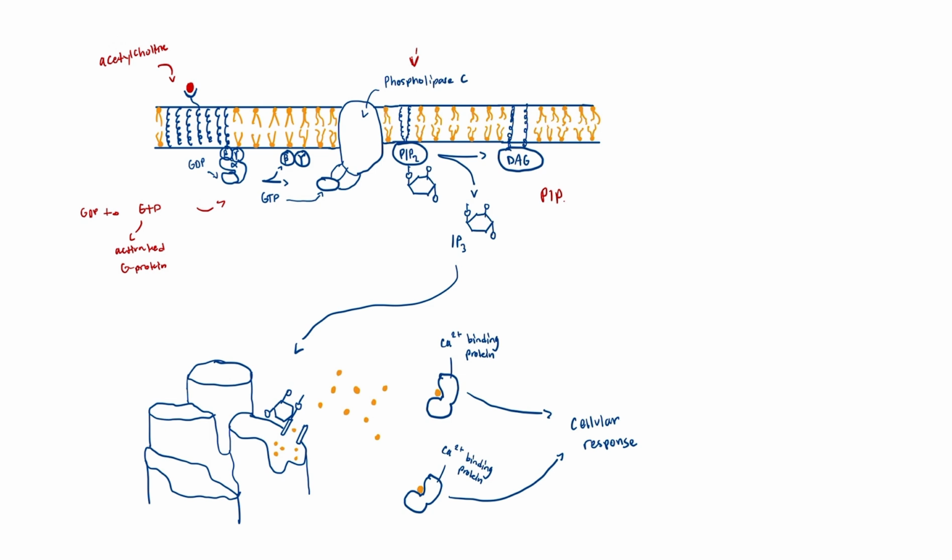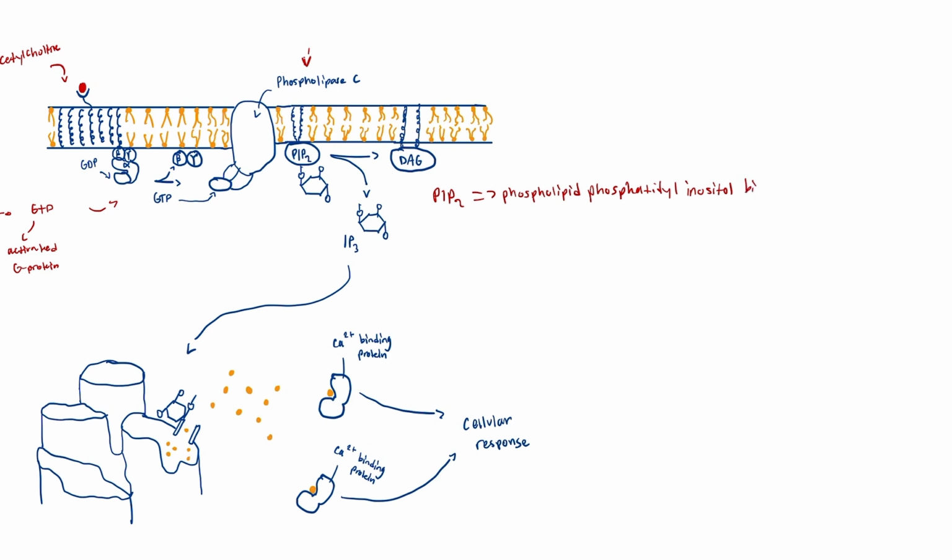So PIP2 is phosphatidyl inositol, however you say it, bisphosphate. Right, so that's a phospholipid that's in the plasma membrane.